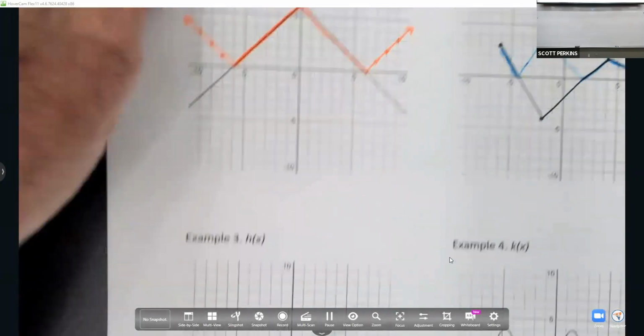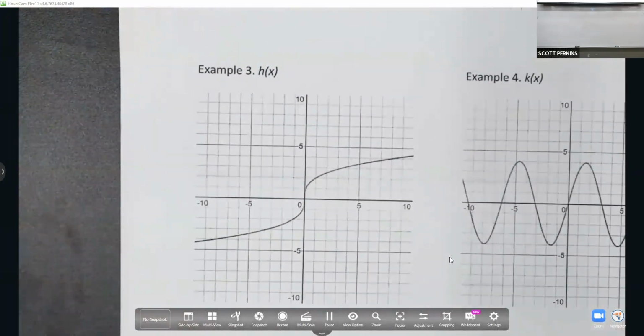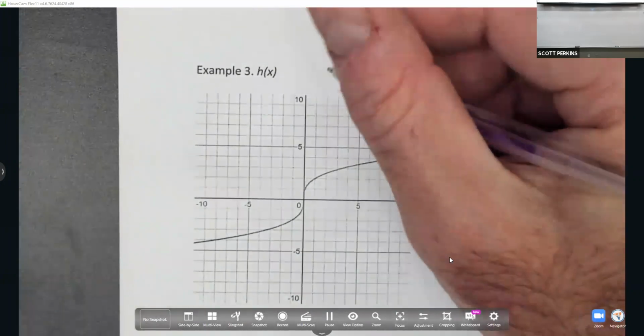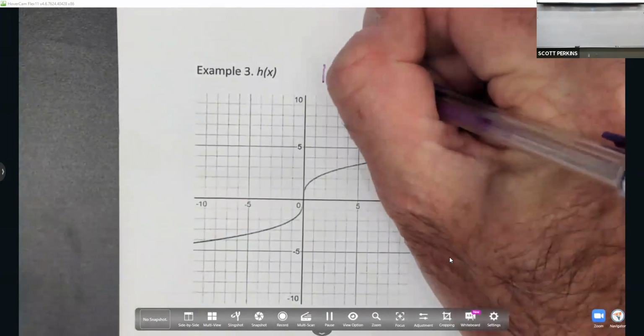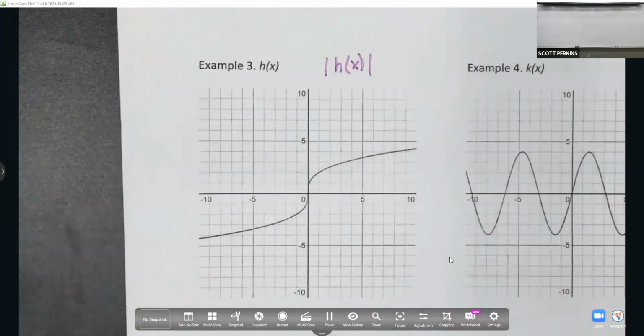Try this next one, h of x. It's just a stretched out cube root function. Doesn't matter if you notice that or not. I want you to please graph the absolute value of h of x.